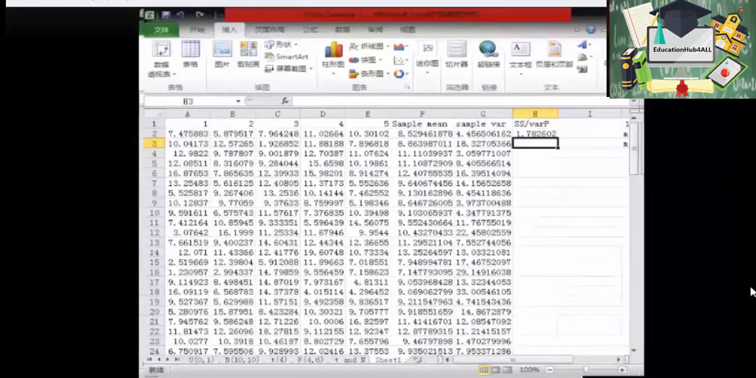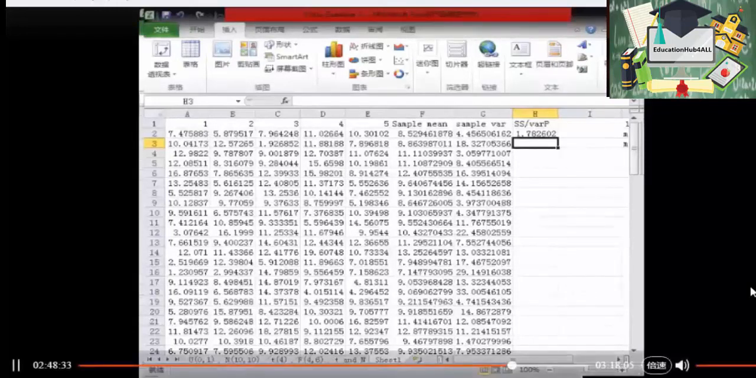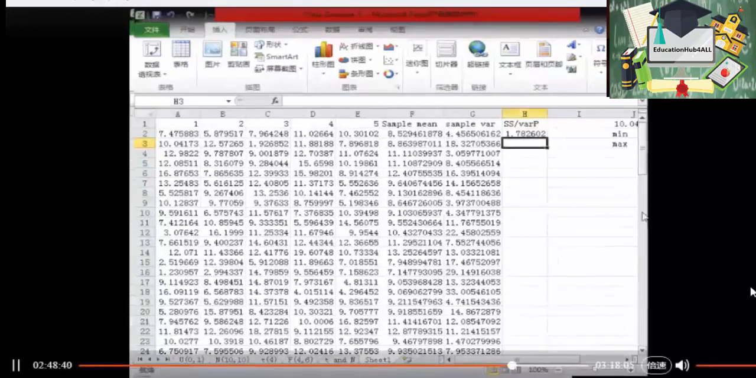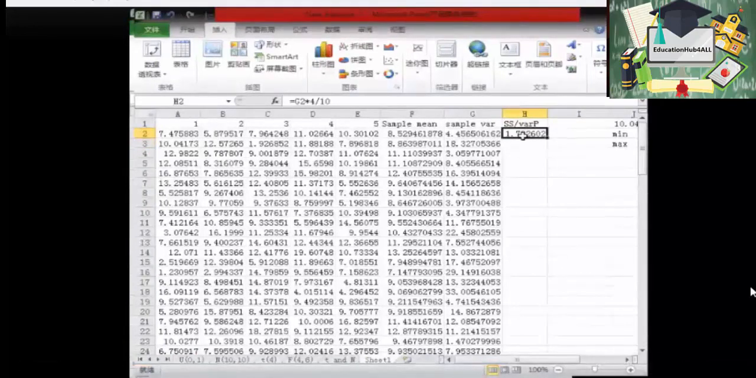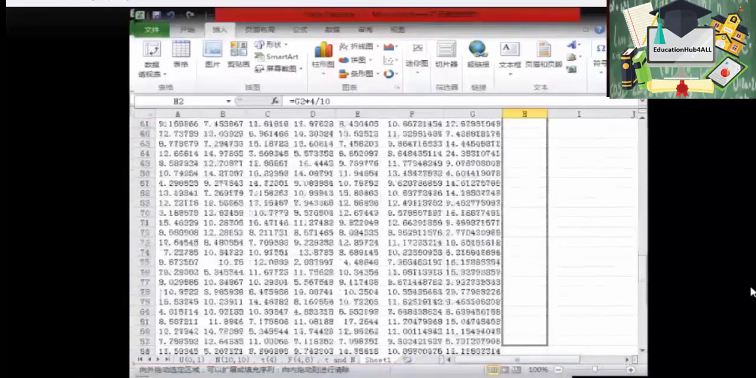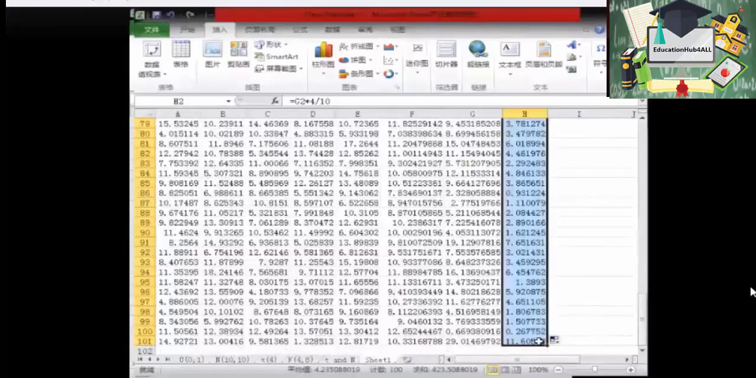If we consider all 100 or more of this value, it should follow a chi-square distribution with 4 degrees of freedom. So next we find all of them, the 100 of this value. We just drag it down. We have 100 of them.